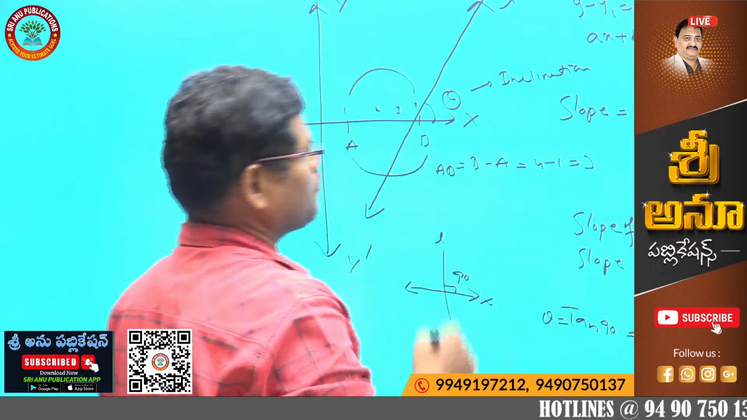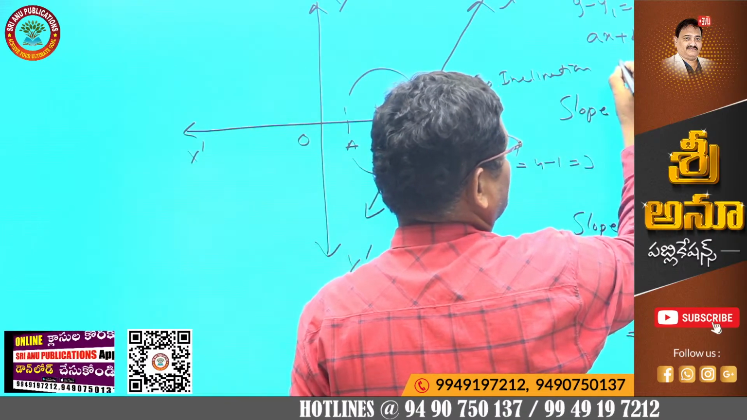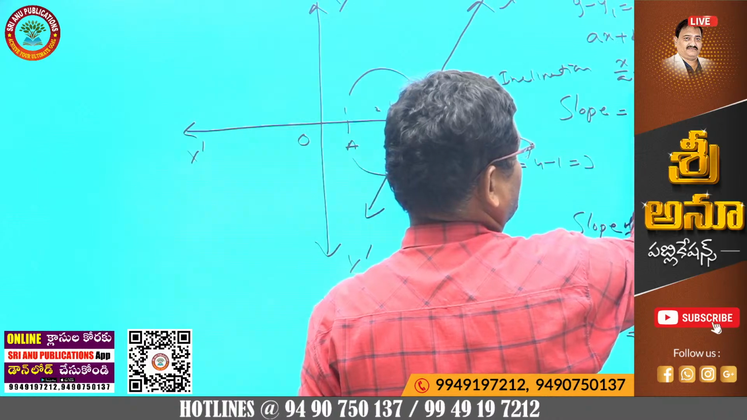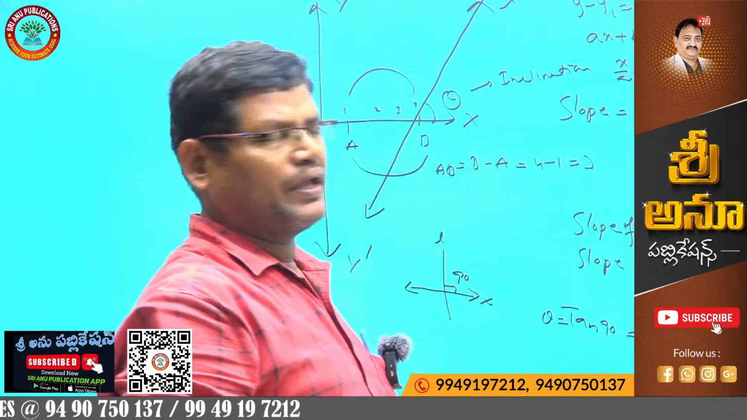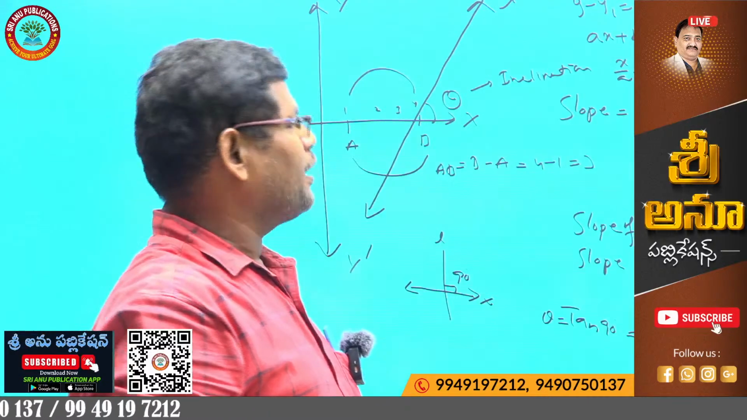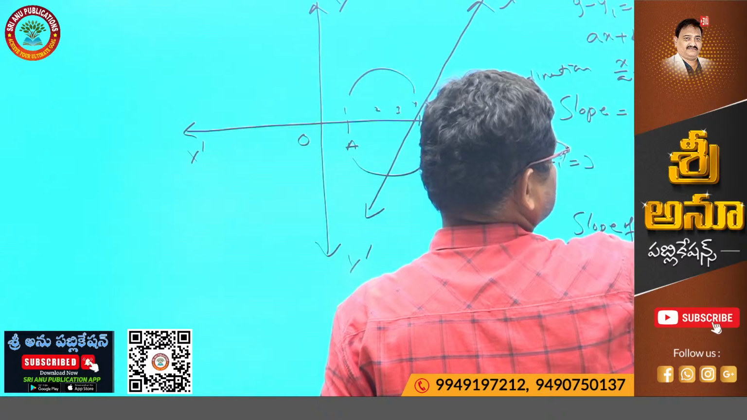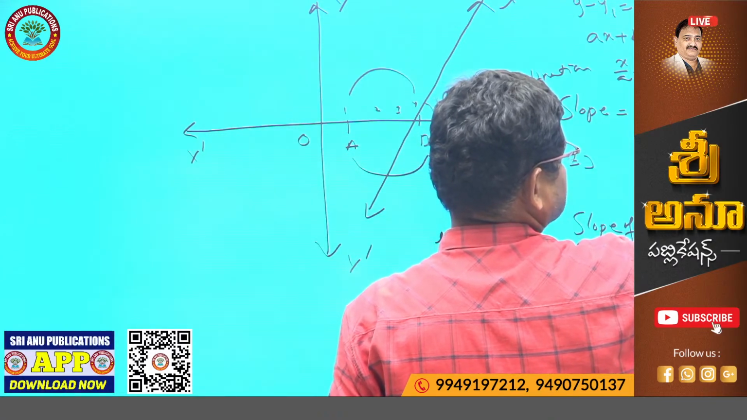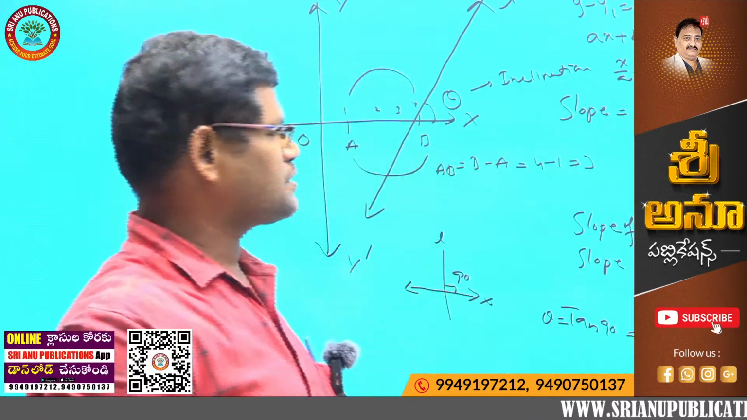The ax plus by plus c we can find in the intercept form as x by a plus y by b is equal to 1. We can find this by using the standard form like bx plus ay minus ab equal to 0, by simplification like this.